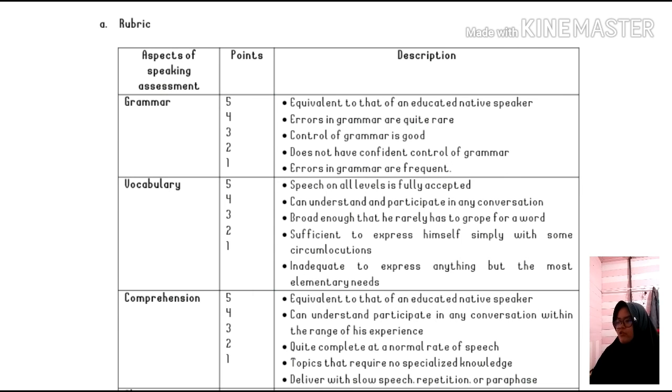And so the conversation, the comprehension. The first is equivalent to that of an educated native speaker, can understand and participate in any conversation within the range of his experience. So quite complete at a normal rate of speech, topics that require no specialist knowledge, and then delivered with slow speech, repetitions or paraphrases.